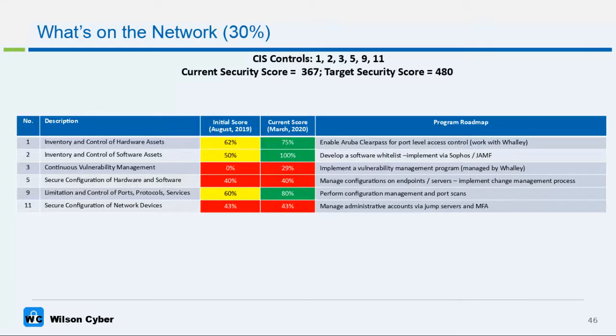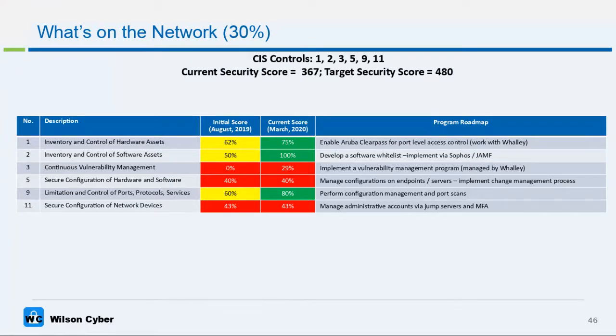So let's take a look at where we are. First, we'll look at what's on the network, where we're focused on CIS controls 1, 2, 3, 5, 9, 11. The current score is a 367. The target score is a 480. Control number 1, we're currently a 62. We moved up to a 75, so we're pretty much where we want to be. But we want to look at port level access control working with Wally.